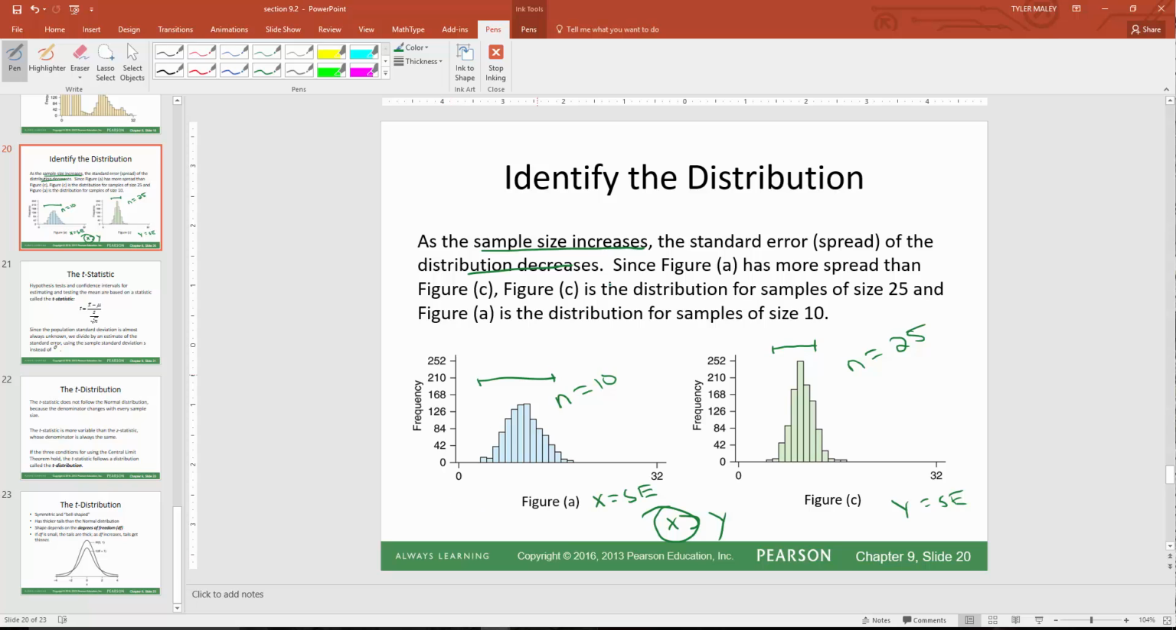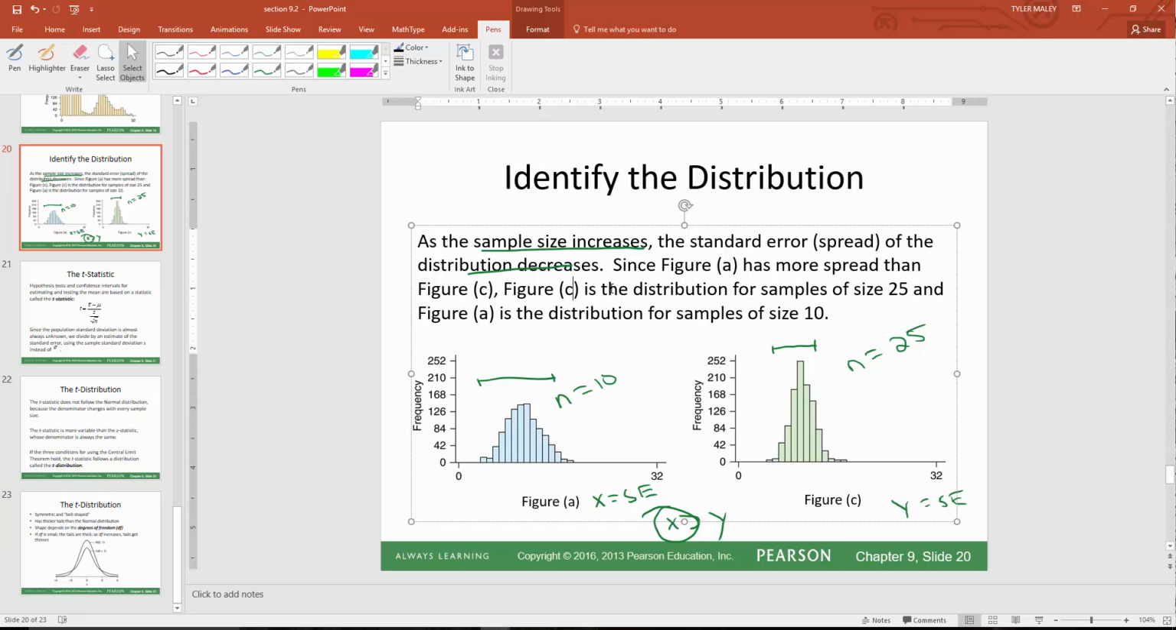And actually, for this sentence to make sense, I probably wouldn't have switched. Let me fix this. So let me get off of my pen. I probably wouldn't have switched the C and A. It probably makes more sense to switch the numbers, right? So make this sample size 10 and this sample size 25, right? That probably makes more sense in the flow of the sentence, right?